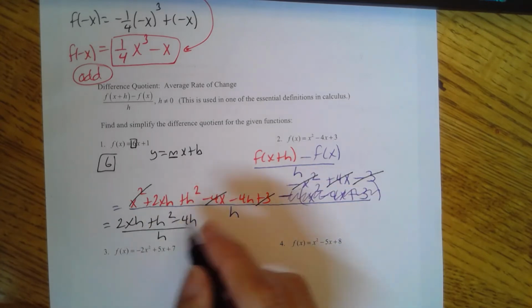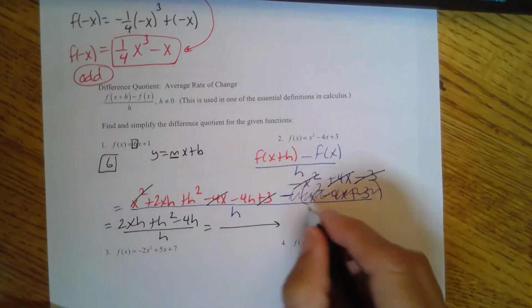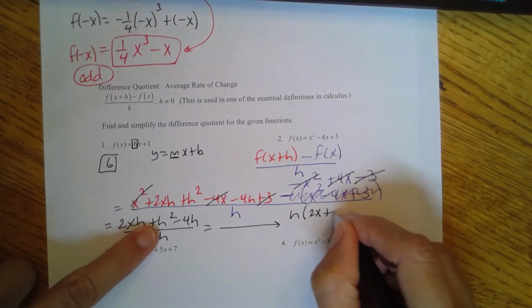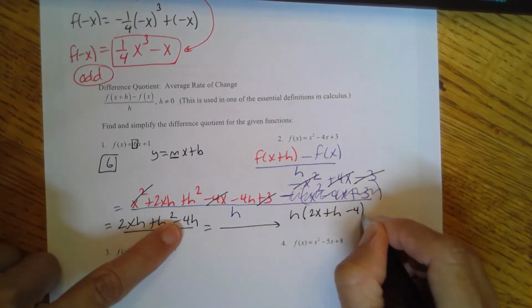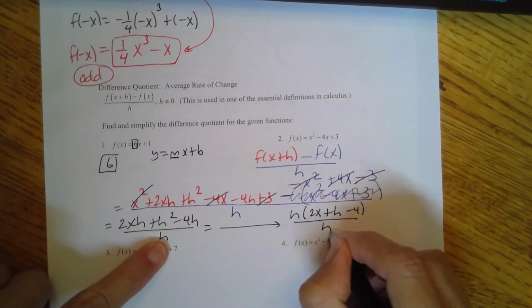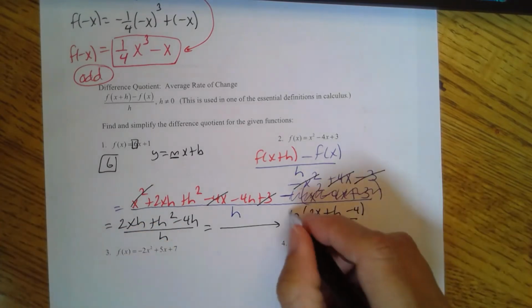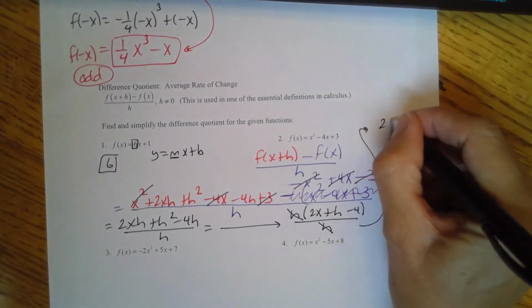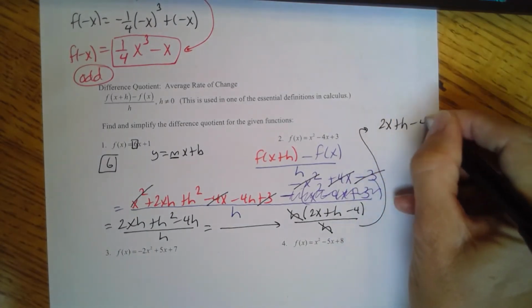Now, because there's an h in common in all of them, we're going to factor out an h. So from here, we're left with a 2x. From here, we're left with an h. And from here, I'm left with a minus 4, all over h. So why did we factor out an h? Because now we can cancel out the h's. And so my difference quotient is 2x plus h minus 4.